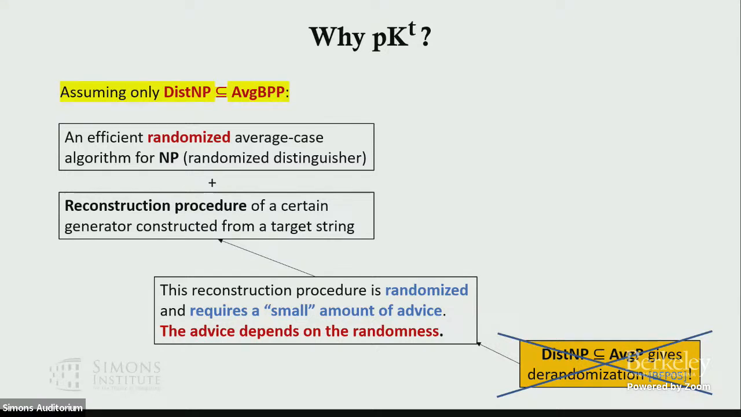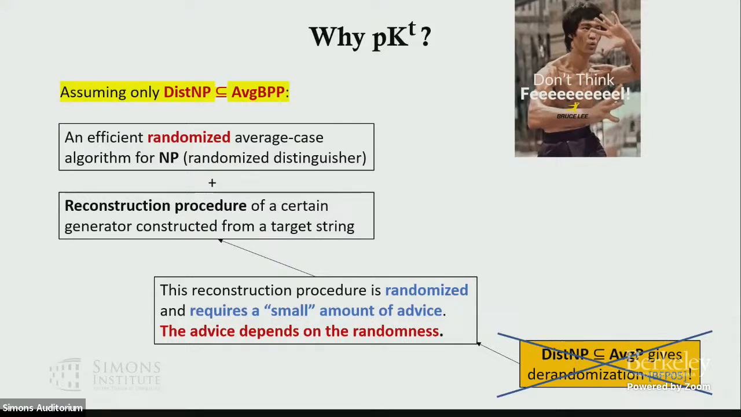In addition, if you look at how the randomness was used in this proof, the reconstruction procedure was randomized, and it required a small amount of advice. And the advice depended on the randomness. So you have a choice of the randomness, and then you have advice. That's the original proof. And so we were stuck here, and how do you get around this issue? And this is how PKT complexity was born.